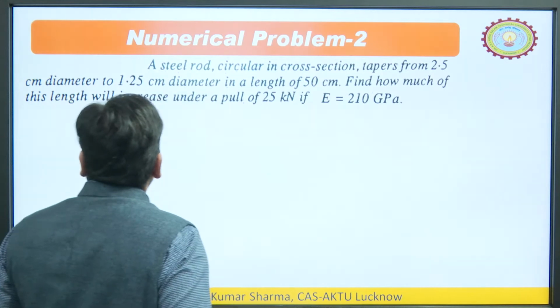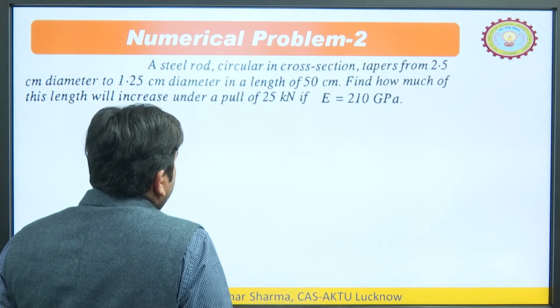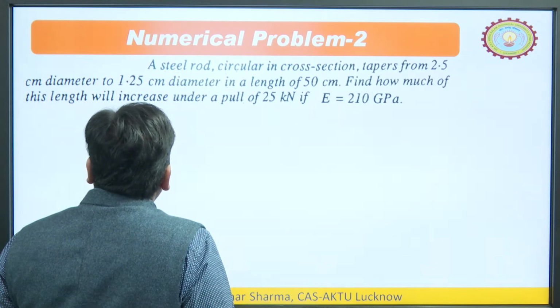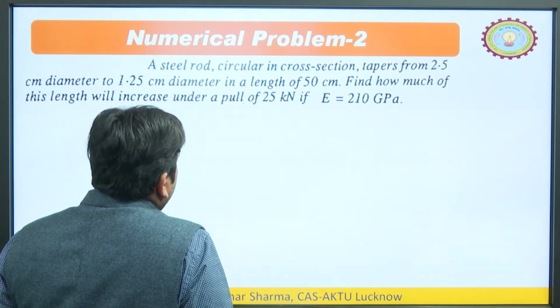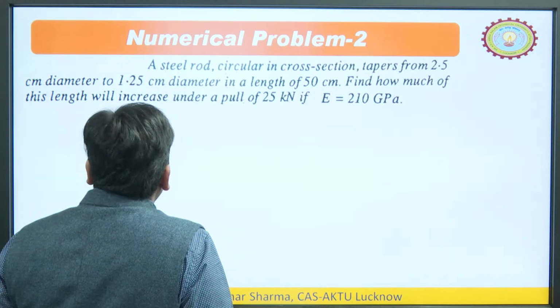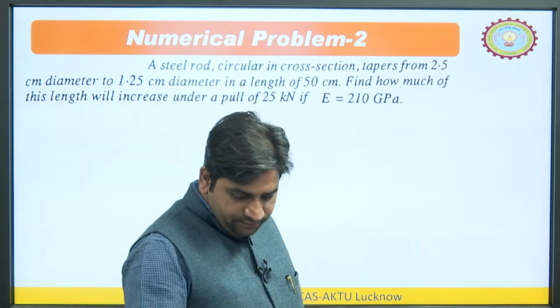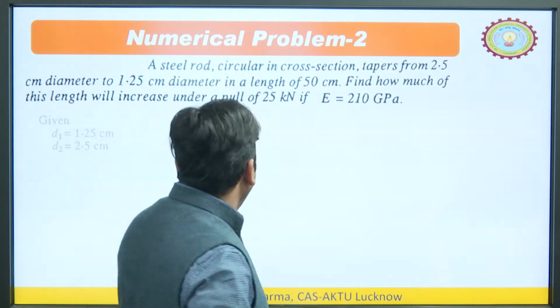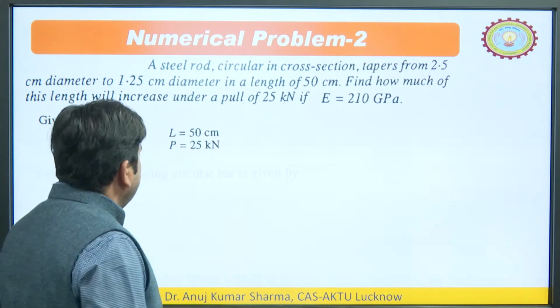A steel rod, circular in cross section, tapers from 2.5 centimeter diameter to 1.25 centimeter diameter in a length of 50 centimeter. Find how much this length will increase under a pull of 25 kilonewton if E is equal to 200 gigapascal. So, these dimensions are given.